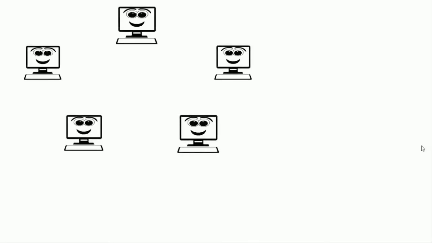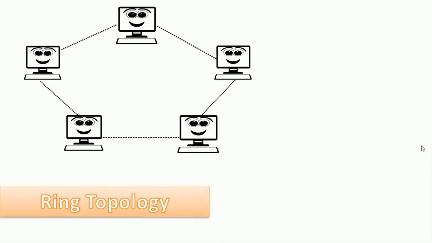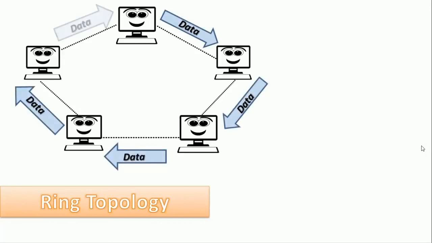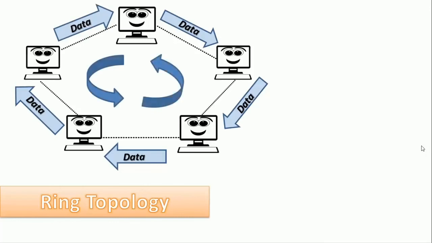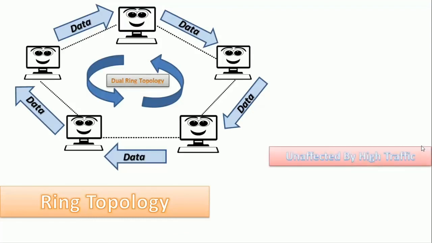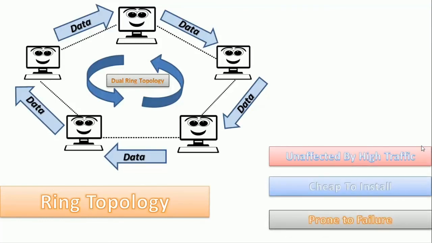These are the computers which are connected in a ring structure, which is known as ring topology. In this topology, data flows unidirectionally, but sometimes it can also flow in the other direction. Then it is known as dual ring topology. It is unaffected by high traffic. It is very cheap to install, but it is prone to failure. That means if any one computer in the ring fails, then the entire network will fail.